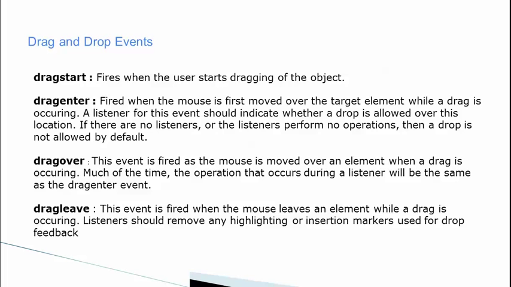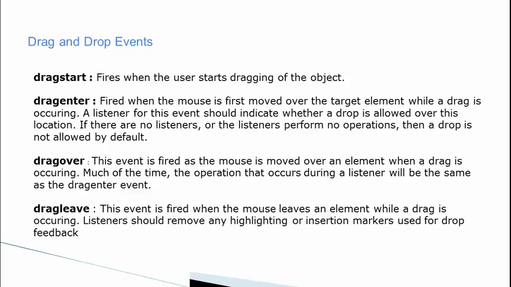Drag start event fires when we start dragging an object. So when you actually start dragging an object, at that point if you want to perform some operations, you can write that code inside the drag start event. Then the drag enter event: if you are dragging your element and your draggable element just came over the target element, at that point the drag enter event will get fired. Drag over event most of the time performs the same as the drag enter event does.